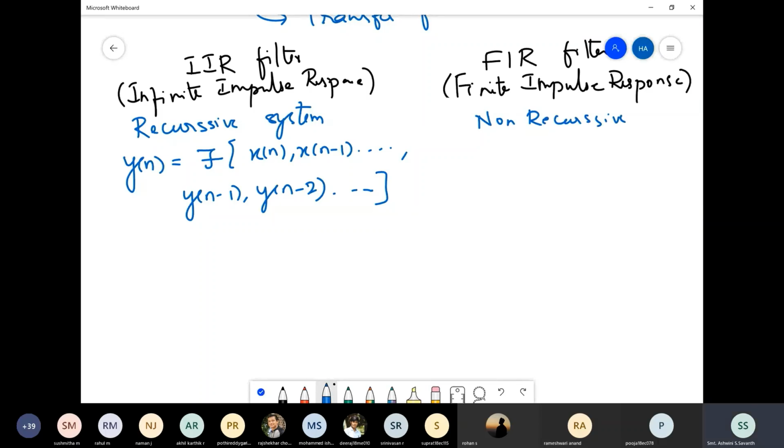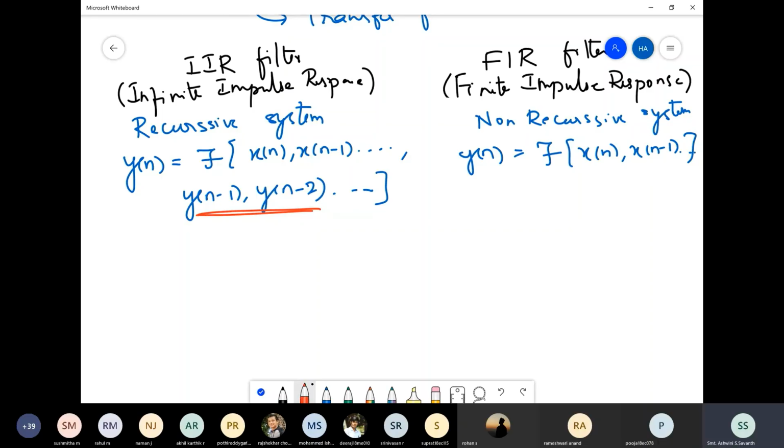Okay, an FIR filter is a non-recursive system. The output is going to be a function of the input and past inputs and not of past outputs. You will not have past output terms in non-recursive systems, which are also the FIR systems. Is that clear for everyone? So IIR is a recursive system, whereas FIR is a non-recursive system. That is one more difference between IIR and FIR.